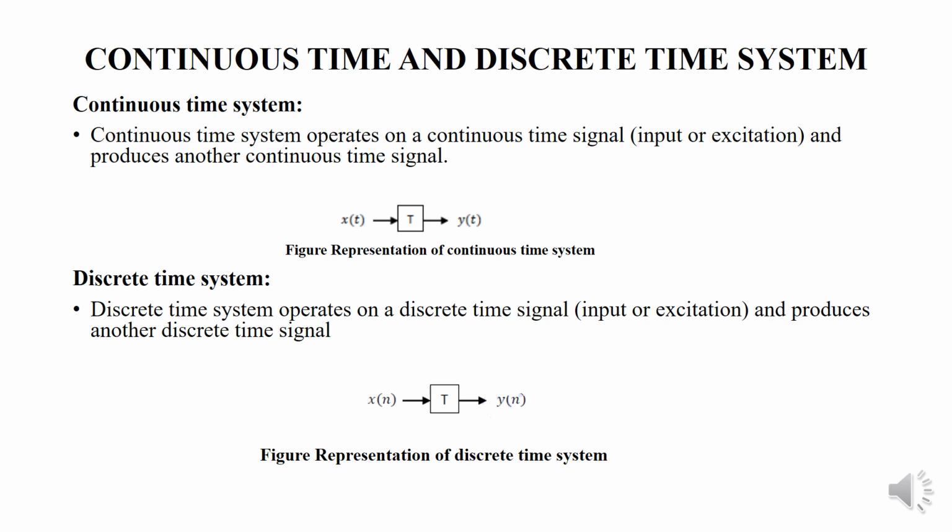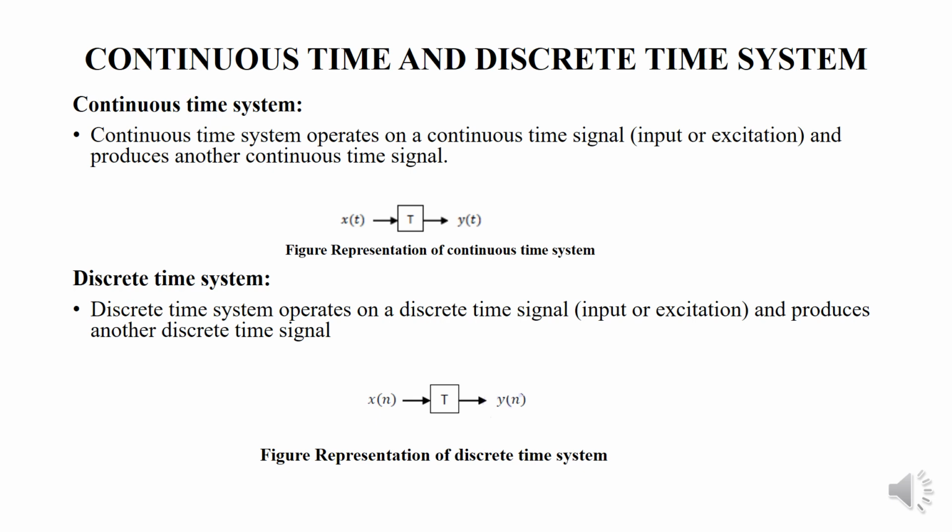Continuous time and discrete time system. Continuous time system operate on the continuous time signal and produce another continuous time signal. This is the block diagram for the continuous time system. This is the representation of continuous time system. Discrete time system operates on discrete time signal and produces another discrete time signal.